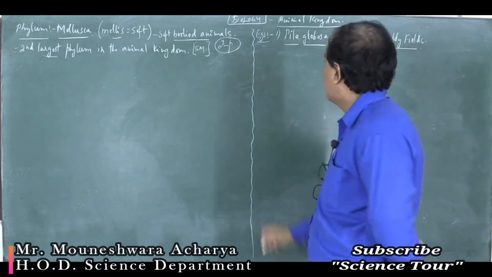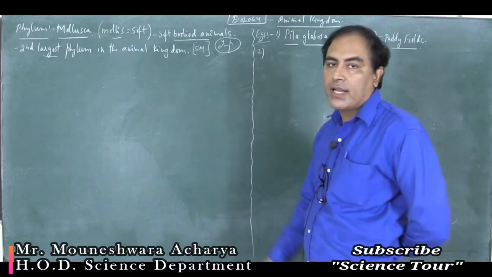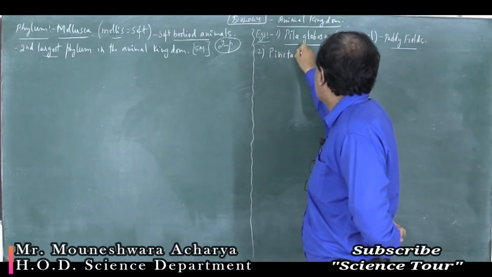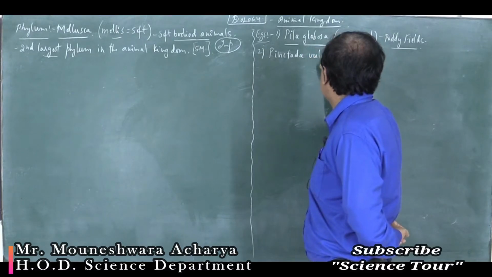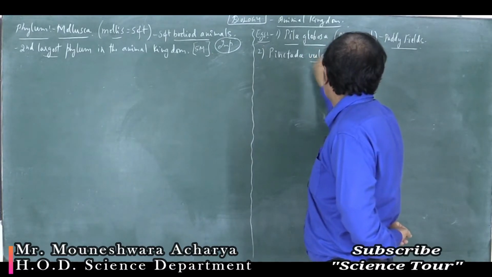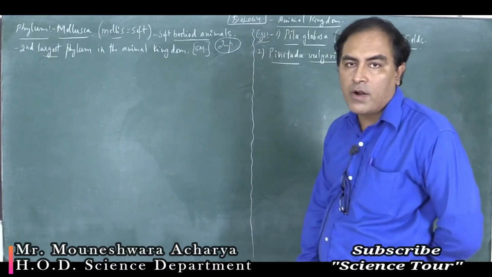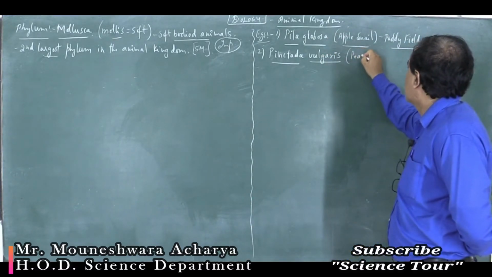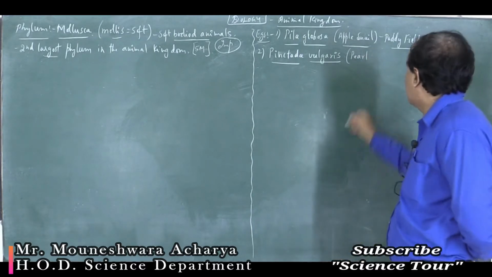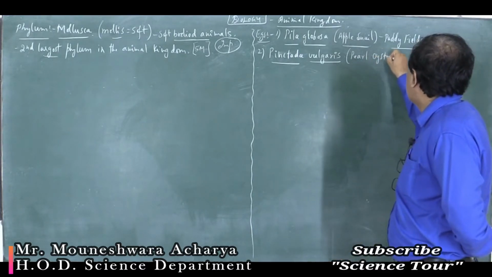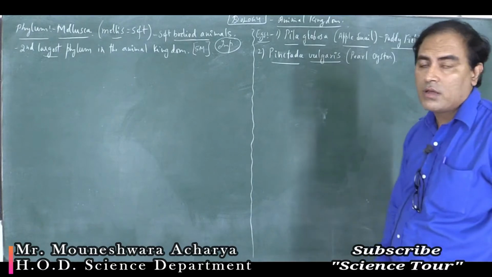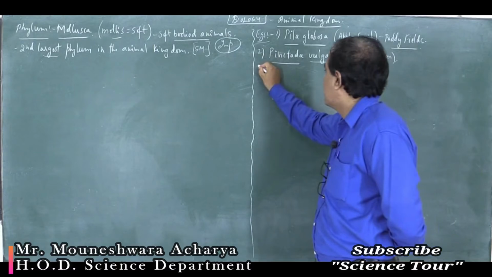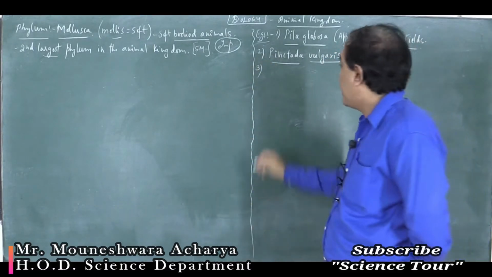Second example let me give is Pinctada vulgaris. This is commonly called as pearl oyster. You are all familiar with the pearl, especially girls. Havada, muttu, pearl.